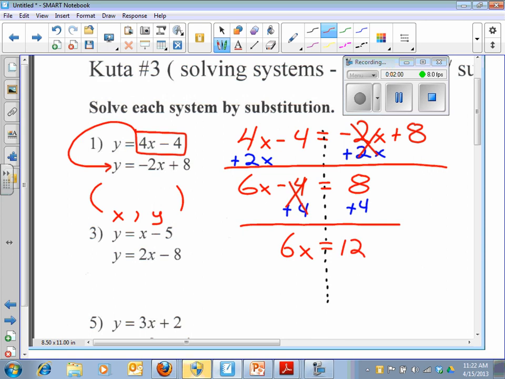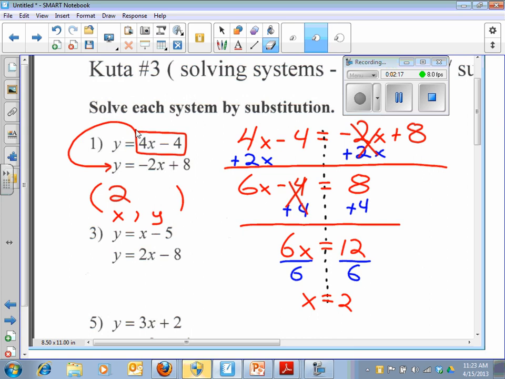And if I continue to solve, to get x all by itself, I would divide by 6, divide by 6, and so x would equal 2. So I found my x-coordinate. It is a positive 2. But now I just need to find the y-coordinate.